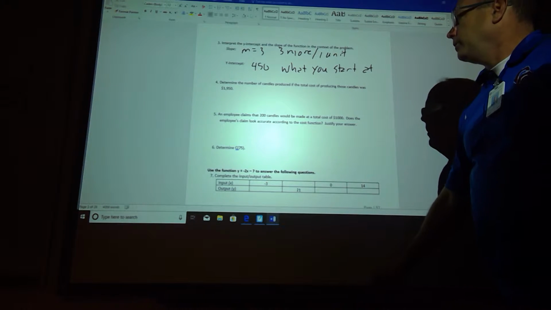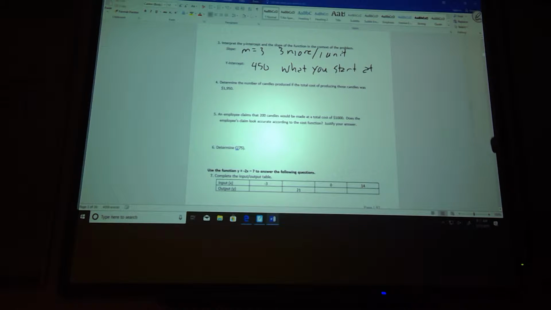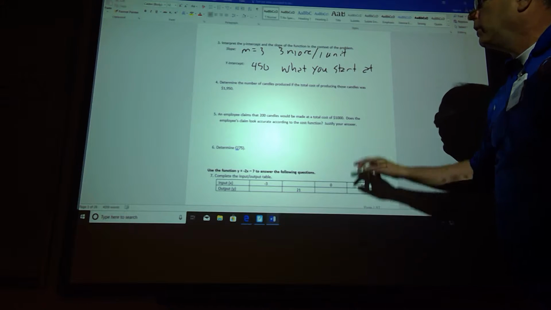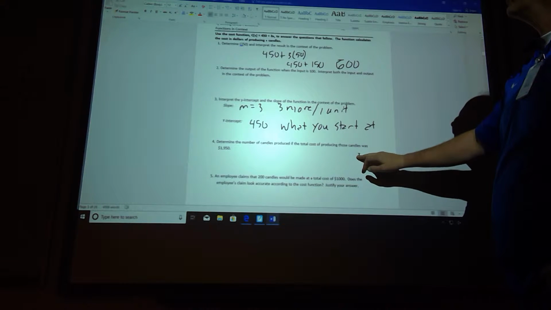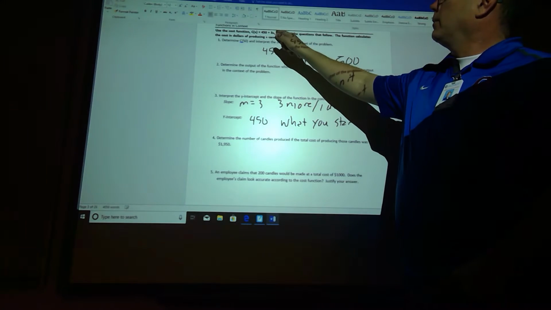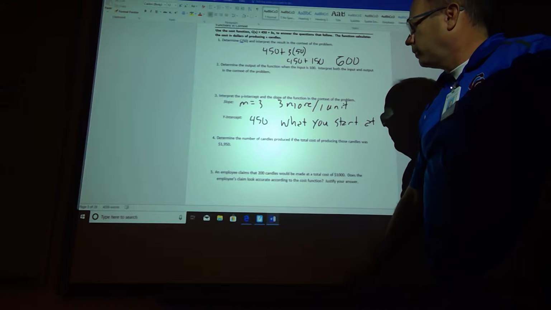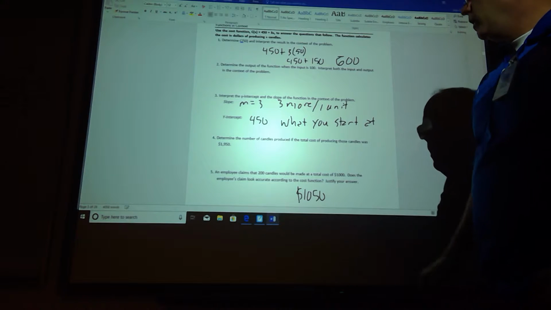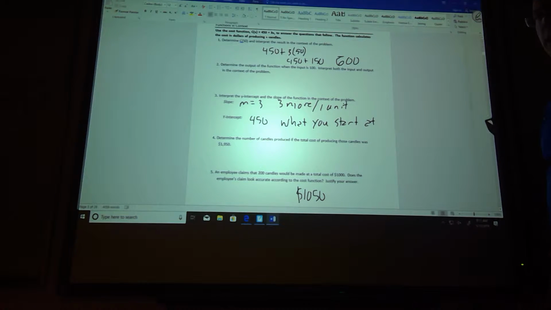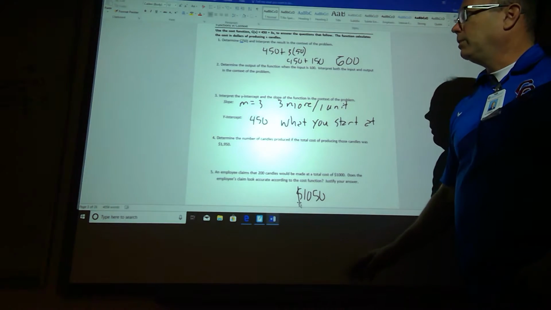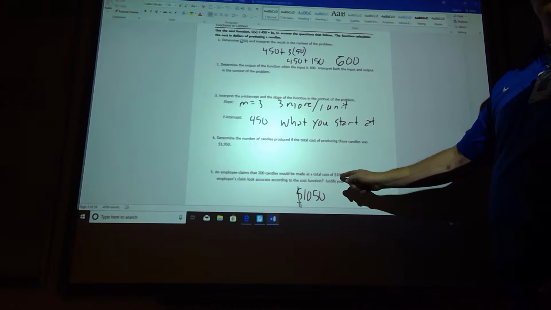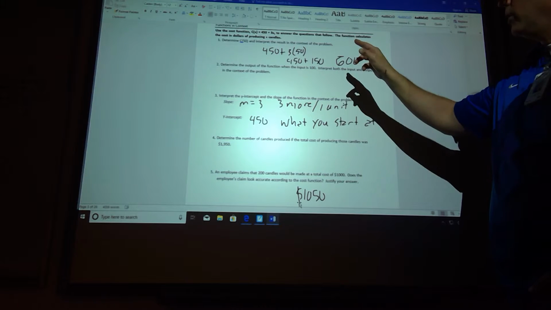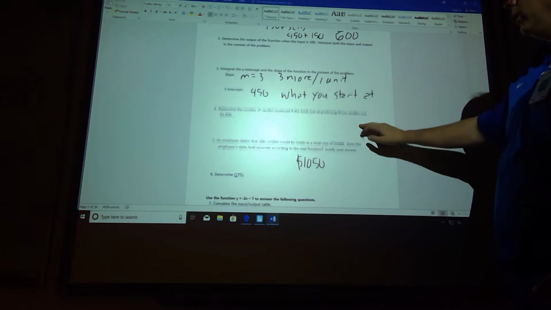Number 5, an employee claims that 200 candles would be made in a total of 1,000. Does that claim work? Okay, so what we're going to do is we can take that 200 and plug it into our equation. So 3 times 200 is 600. 600 plus 450 is 1,050. So this employee is off by $50 because they're saying that it should only be 1,000, but when we plug it into our equation, we get 1,050. So again, you're plugging the 200 in for x on the original equation.